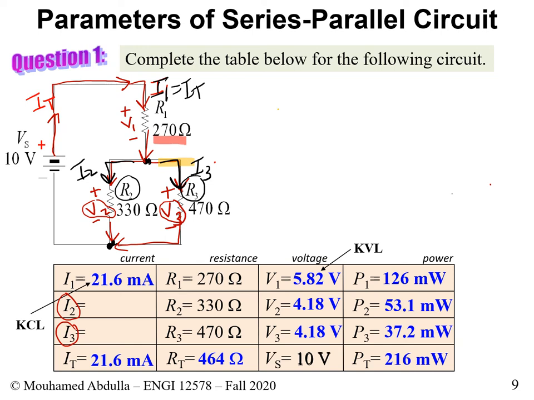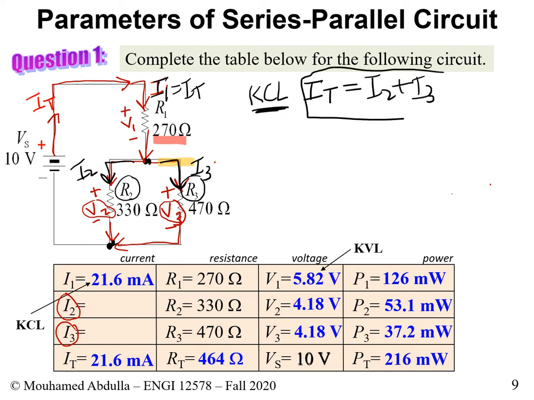Now, just by looking at it and through KCL, Kirchhoff's current law, we know that I total, or I1, is equal to I2 plus I3. It's just by looking at the circuit and through KCL. So at this node here, this is really what's happening. You have a current of I total that comes in, and this current is split between I2 and I3. Okay, so now the question is, how do you determine that?